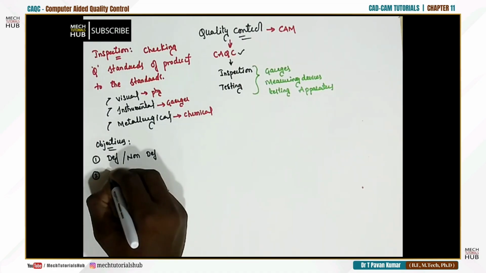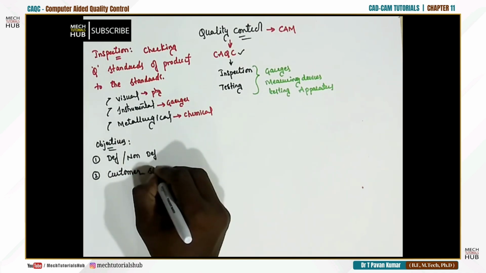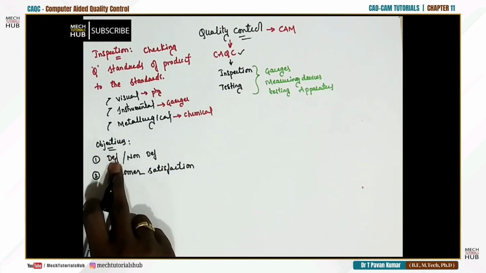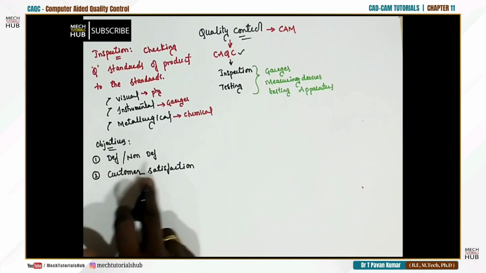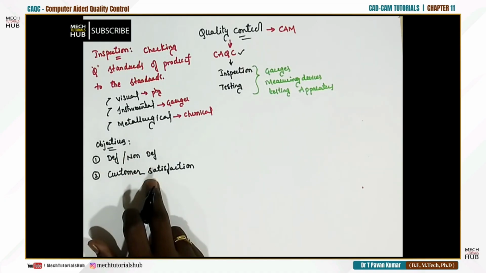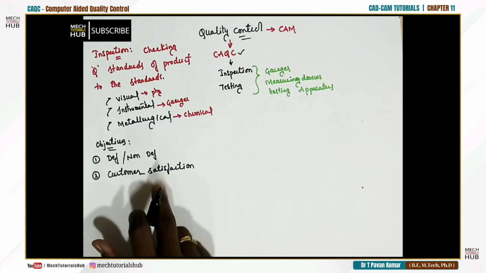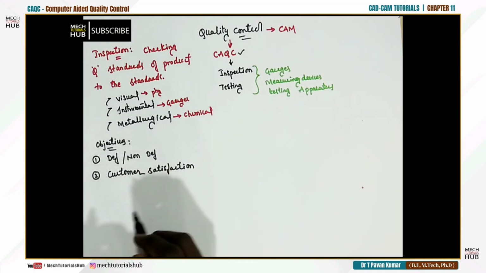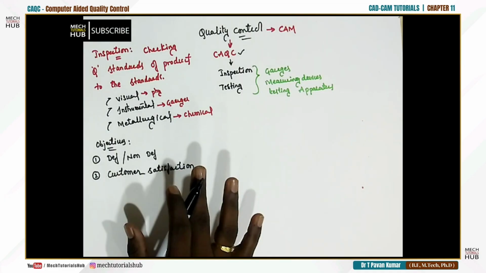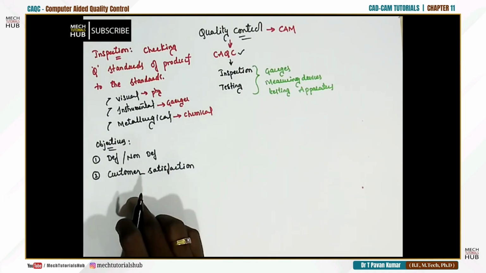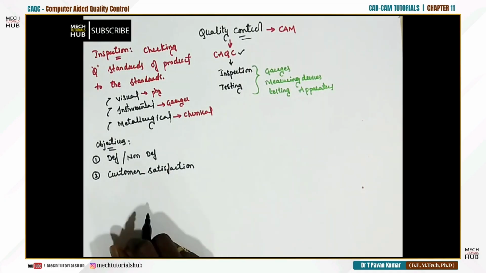Secondly, customer satisfaction. Now the first objective indirectly talks about customer satisfaction only. With this process again customer will get satisfied. Customer satisfaction is the main objective actually, and it means the parts should not be rejected, or defective parts should not be processed further.